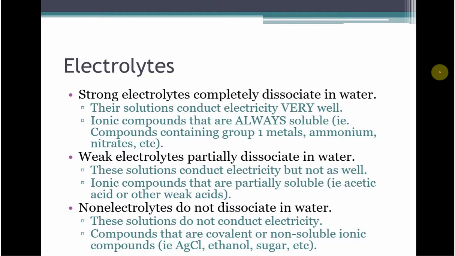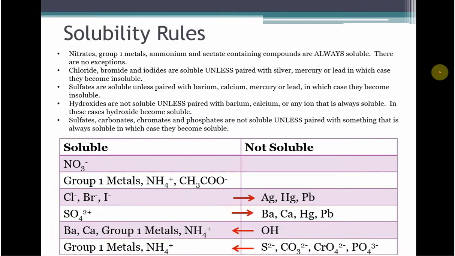Again, I don't know how long it's been since you've had 111, so I wanted to briefly review the solubility rules. Nitrate compounds are always soluble. There's nothing you can pair with a nitrate to make it insoluble. Group 1 metals, ammonium, and acetates are always soluble, so these are a good bet to be strong electrolytes. The only exception is acetic acid, so acetate with an H. Chlorides, bromides, and iodides are almost always soluble, so they are strong electrolytes, unless they are paired with silver, mercury, or lead. Silver bromide, mercury chloride, lead chloride. These are insoluble, so compounds with these are non-electrolytes.